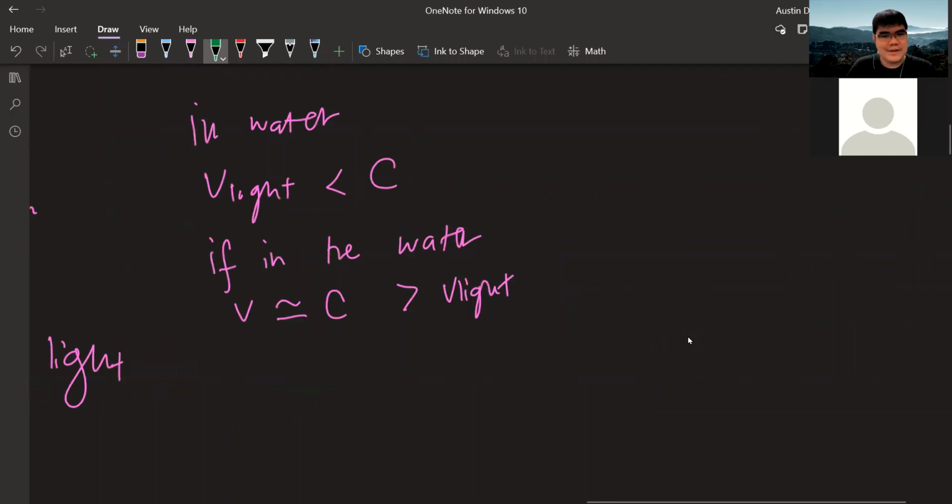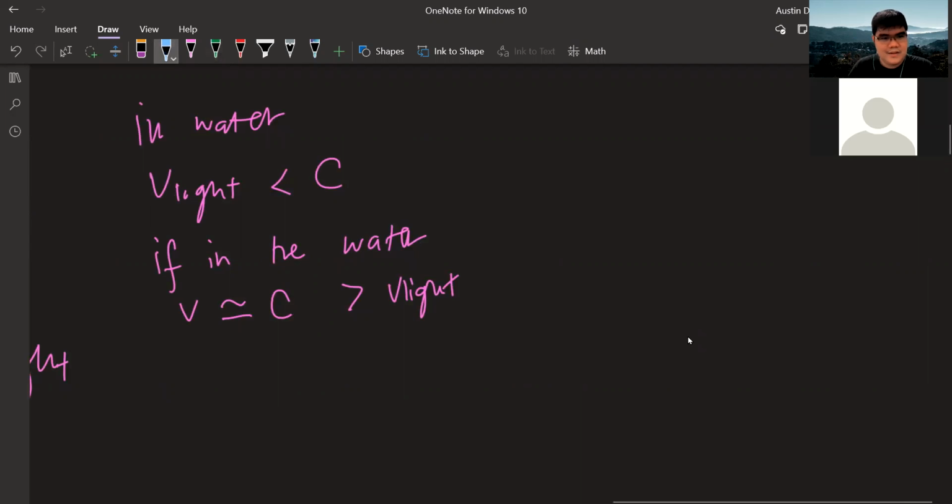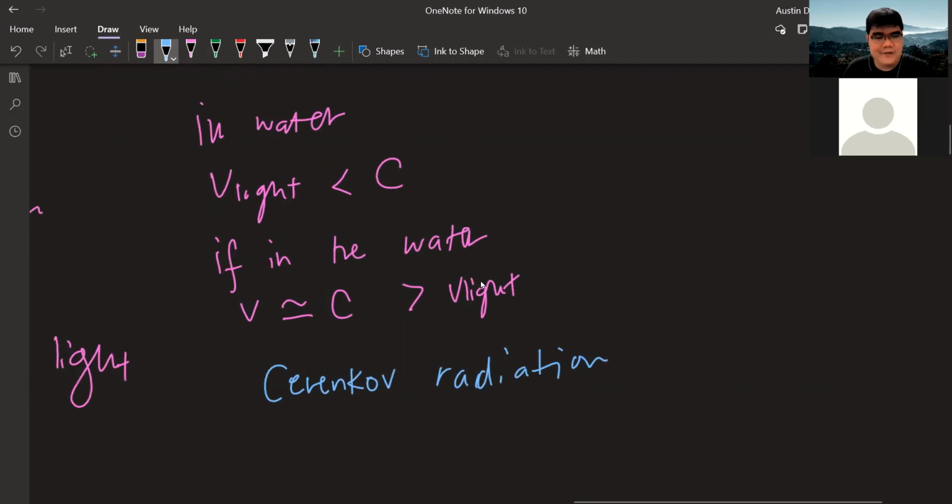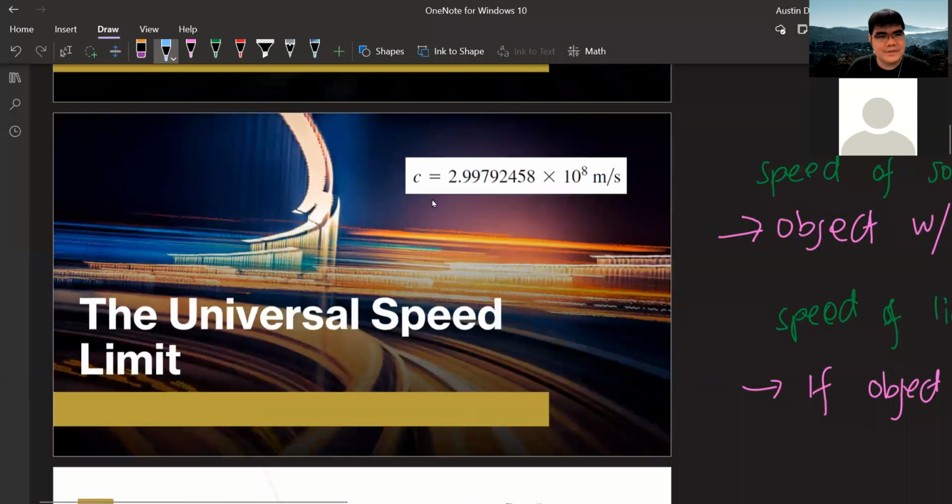Okay, so tinatawag yun na Cherenkov radiation. Kaya lang, fun fact lang, hindi naman siya kasali sa exam. No? Something nice to know.